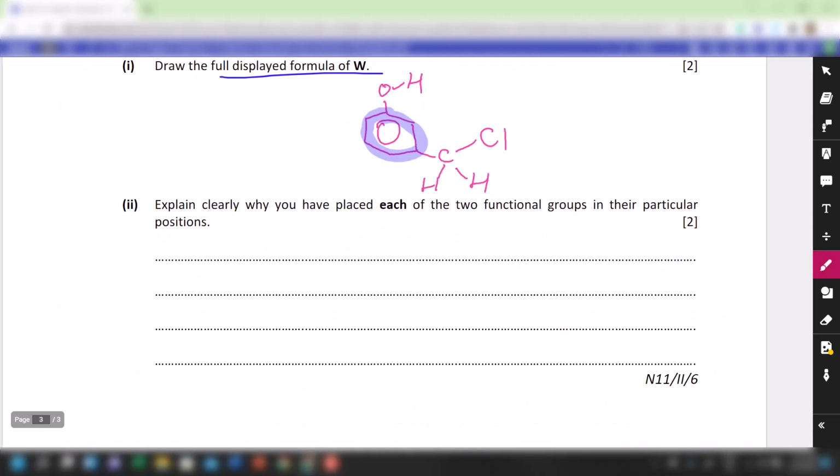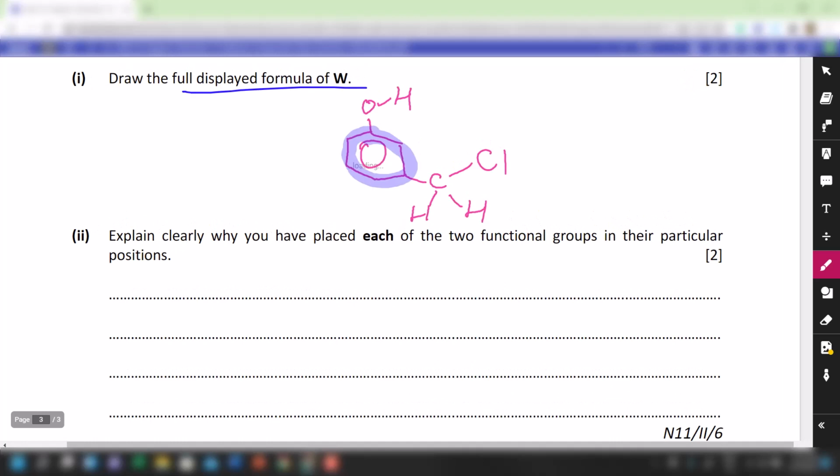And then finally, for part D2, explain clearly why you have placed each of the two functional groups in their particular position. I think we have explained quite a bit about this earlier on. First of all, the phenolic OH directs the incoming electrophile to the 2, 4, and 6 positions. So the substitution pattern for W must be 1,3 in order for the Br to be able to add to the 2, 4, 6 positions. My phenolic OH, being ring activating, must be directly bonded to the benzene ring, of course.